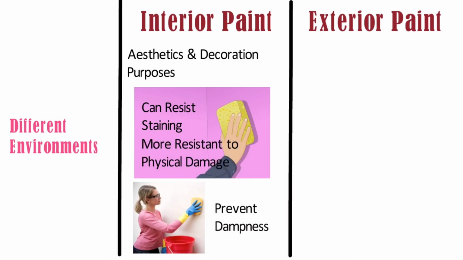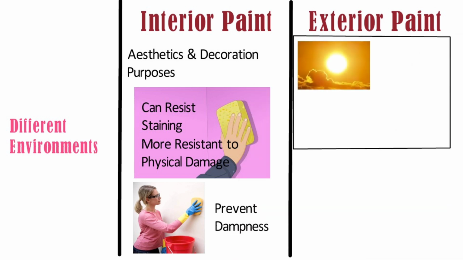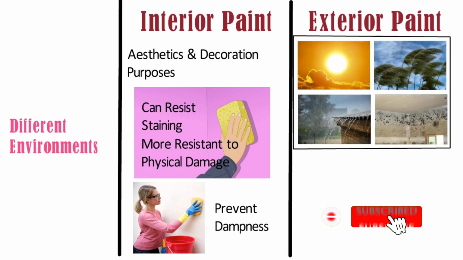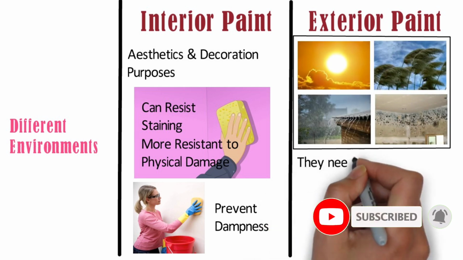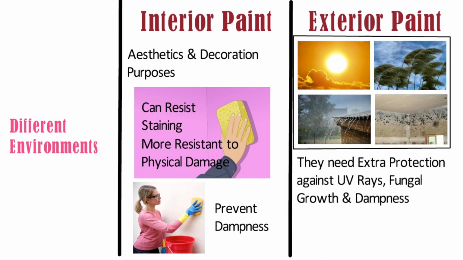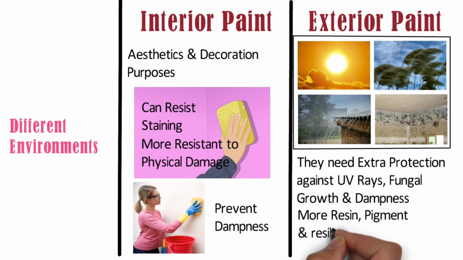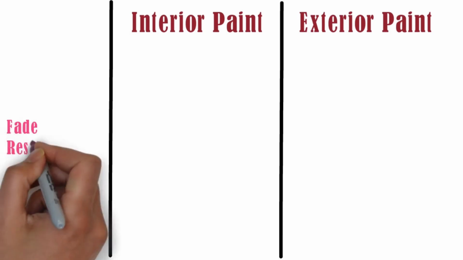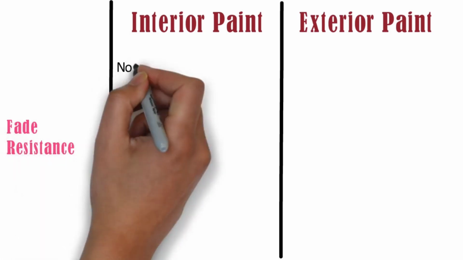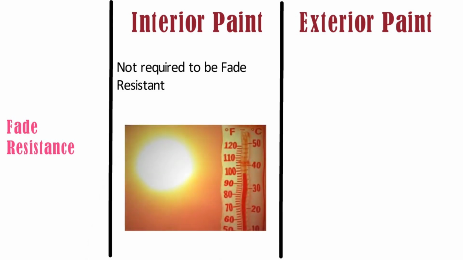Whereas exterior paint is exposed to all types of varying weather conditions like sun, wind, water, and mildew. And hence, it requires extra protection against UV rays, fungal growth, and coarse dampness during the rains and snow. This is done by increasing the amount of resin and pigment in the paint as well as using more resilient additives.